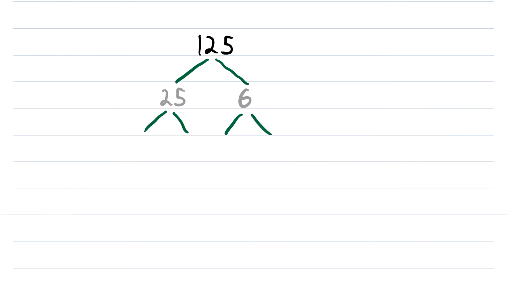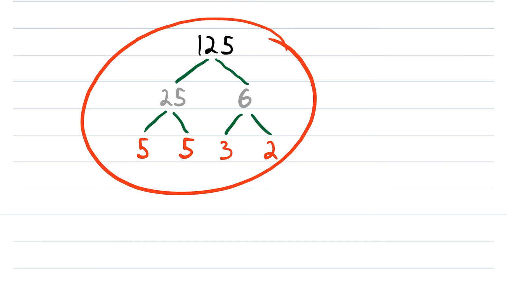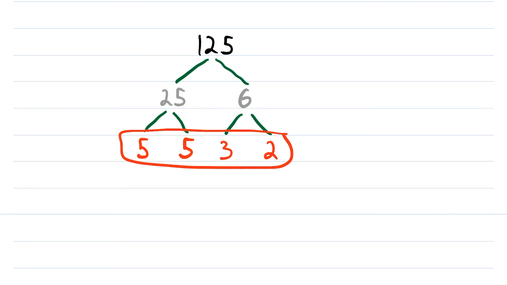So now, I know that 25 is equal to 5 squared, so we can write 5 at the end of both of these branches, and they're both in red because 5 is prime. And then 6, I know quickly, is equal to 3 times 2, so we'll write 3 and 2 at the ends of these branches. Again, they're both red because they're both prime. So now we're done, just like that. That is the factor tree of 125. We know we're done because all we have left at the bottom are prime numbers.